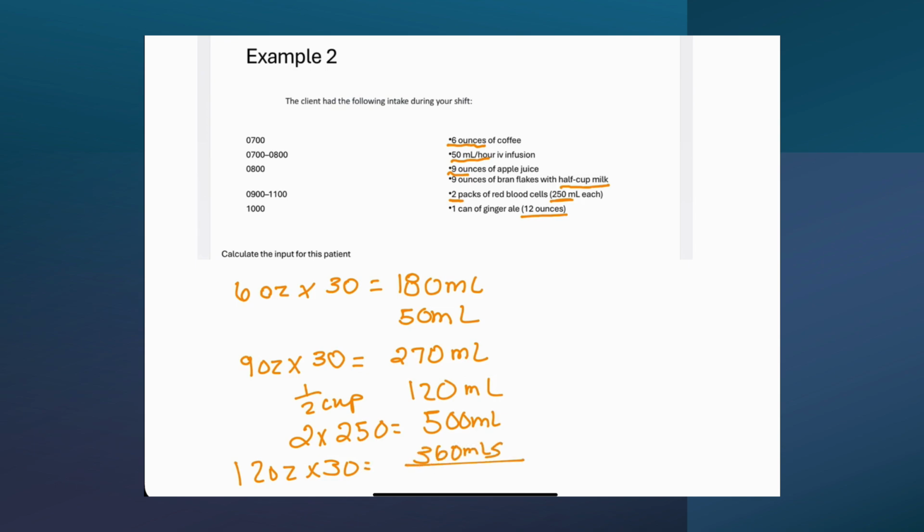So we're going to add all that up together, and we should get 1,480 mLs. That is the input for this client.